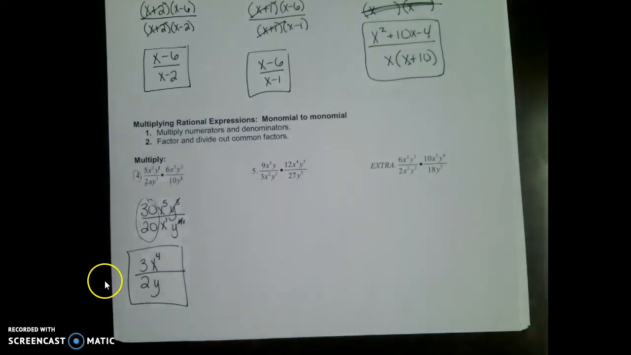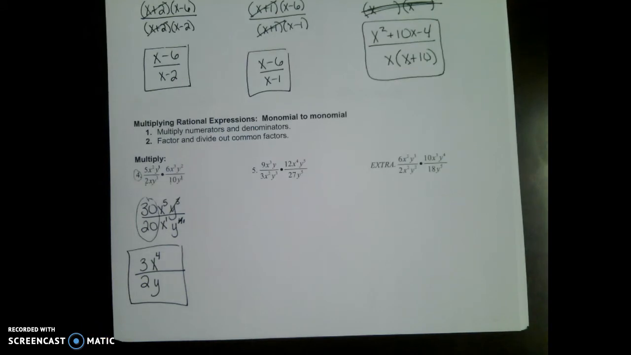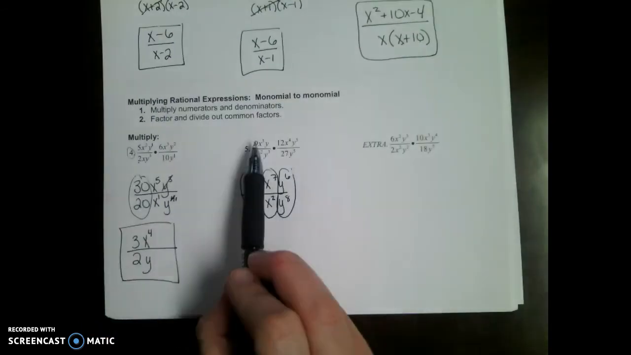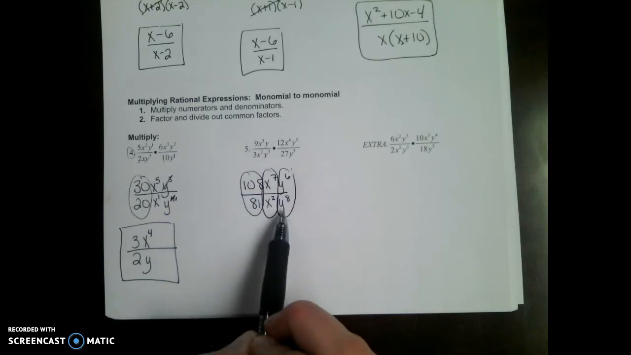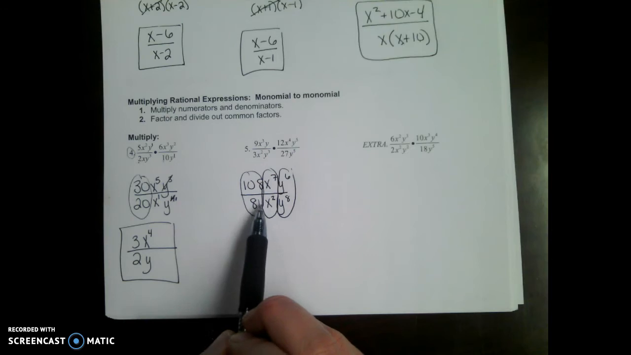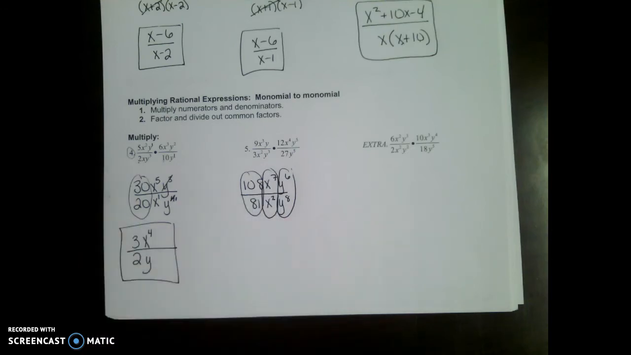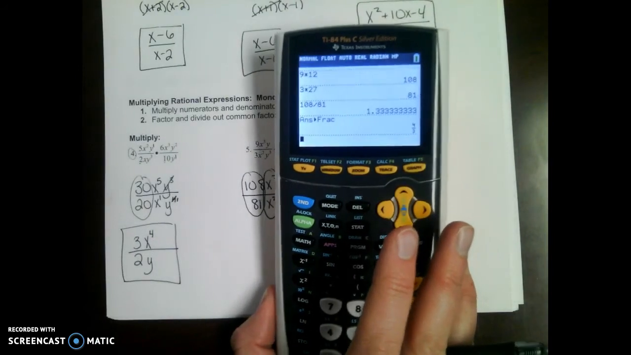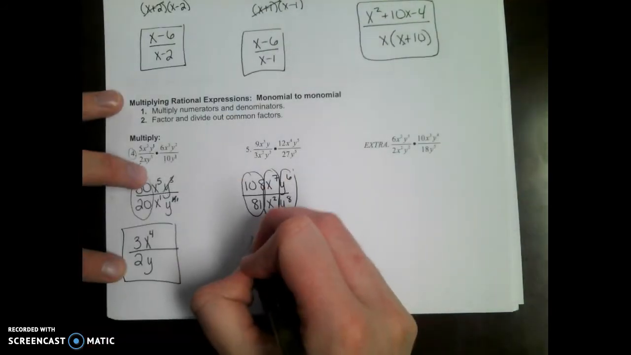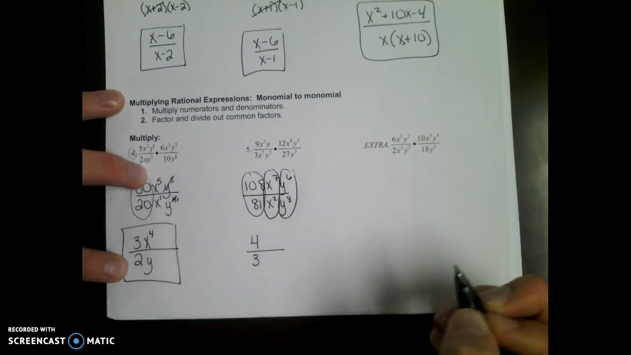Pause the video, try number 5 on your own, then play the video to check yourself. I multiplied the numerators, multiplied the denominators, and this is what I got. 108 divided by 81, think of that just like a normal number fraction, and if you need to, use your calculator to help you. I got 4/3, so this is 4 over 3.